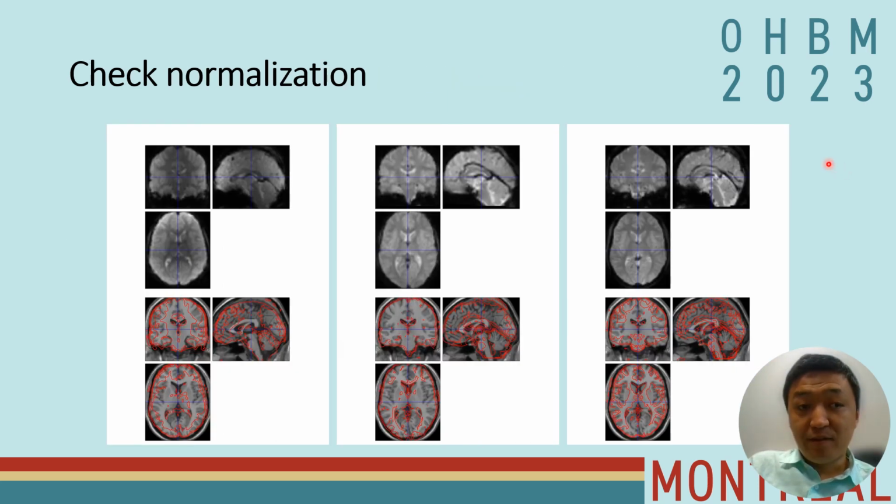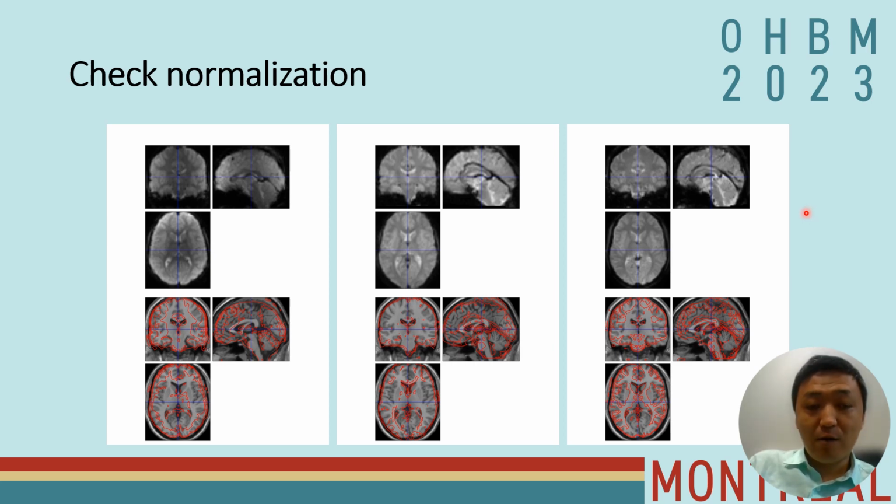And after normalization, the functional images of all the subjects are aligned into MNI space. So it will be very helpful to check the registration of the normalized functional image with the template. And we can show this across different subjects to see the variability of the normalization across different subjects.